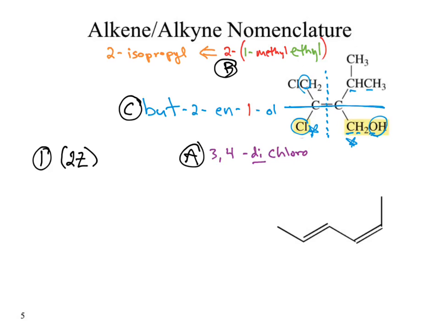Bottom one. How many carbons? 6. So we've got a hex. Okay, how many double bonds? 2. So a hex di.